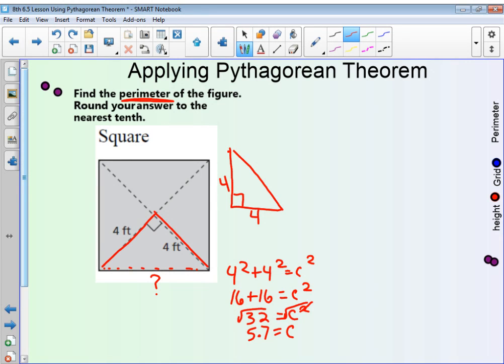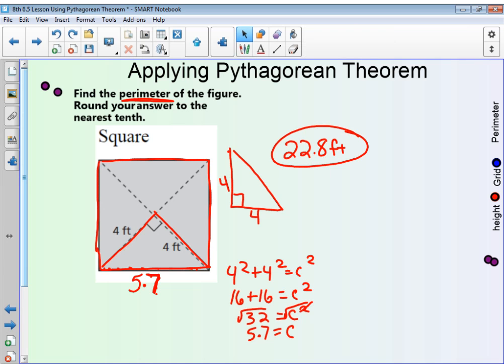Okay, so I just found out that when I rounded the 5.65, that rounds to 5.7. So now when I go through to find my perimeter, I've got 5.7 on each of these sides. So I could either add them individually or I can just take 5.7 times 4. And when I do that, I get 22.8 for my final answer. Dimensions were feet. Okay, so that's using Pythagorean theorem to advance on finding perimeter.